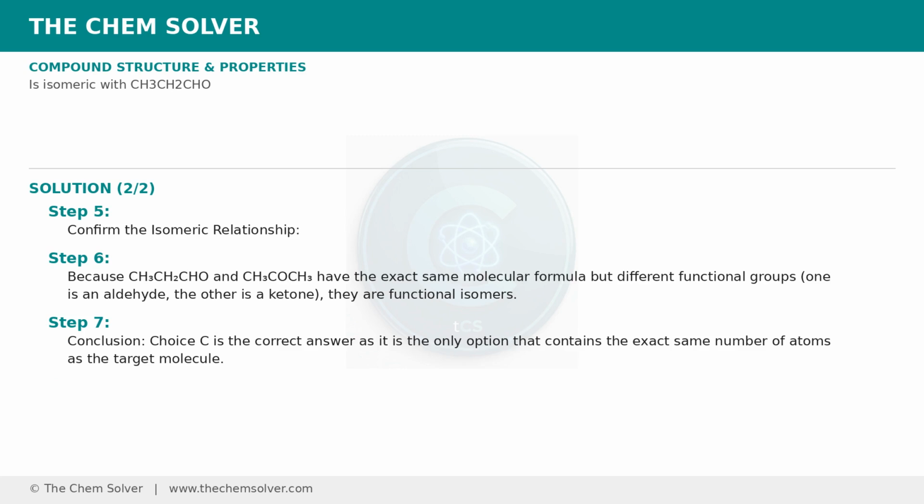Confirm the isomeric relationship. Because CH3CH2CHO and CH3COCH3 have the exact same molecular formula but different functional groups, one is an aldehyde, the other is a ketone. They are functional isomers. Conclusion: choice C is the correct answer as it is the only option that contains the exact same number of atoms as the target molecule.